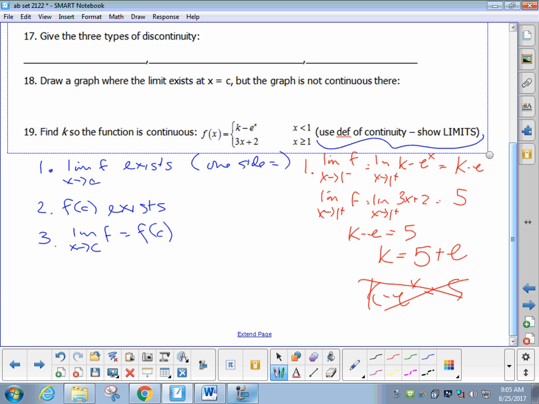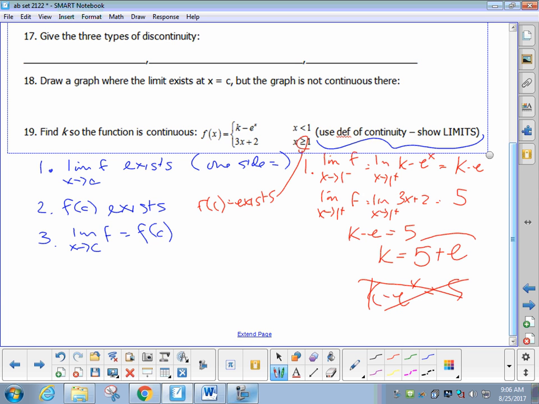Now the rest of this you could go through, but I really used the definition to get myself started. F at c exists. Do you agree that f at 1 exists? Because it's defined, and the limit has been satisfied because you'll see that 3x plus 2 is 5, and that equals the limit, which is 5. All right?